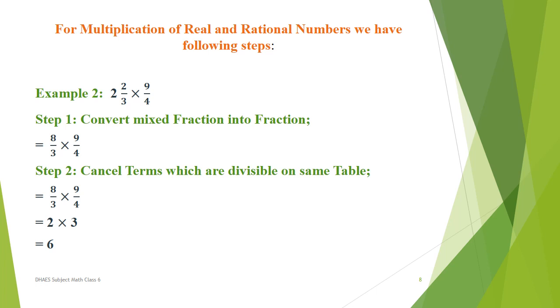4 multiplied by 1, 4. 4 multiplied by 2, 8. And similarly in a cross, 3 and 9 are divisible in the same table. That is 3. So 3 multiplied by 1, 3. 3 multiplied by 3, 9.